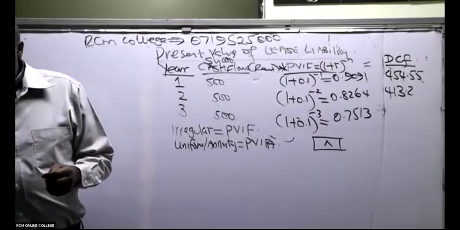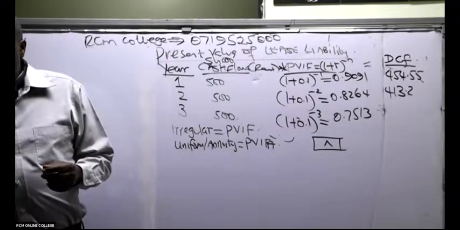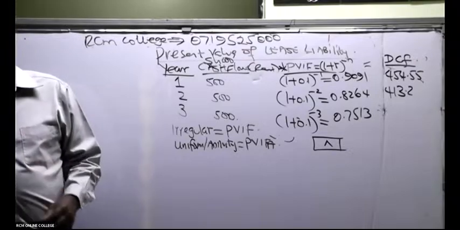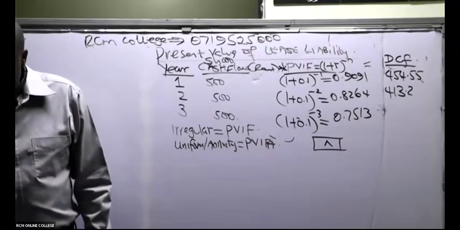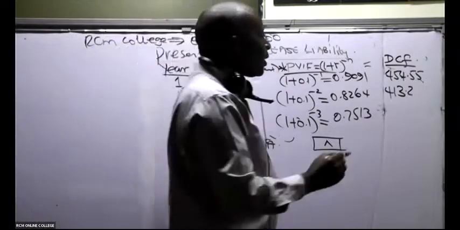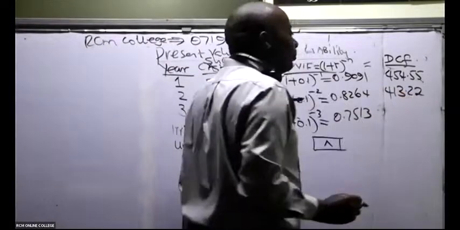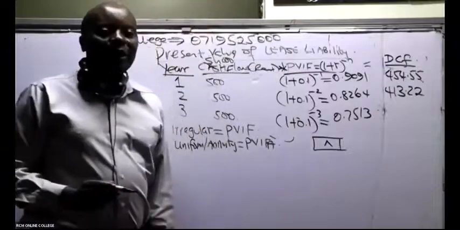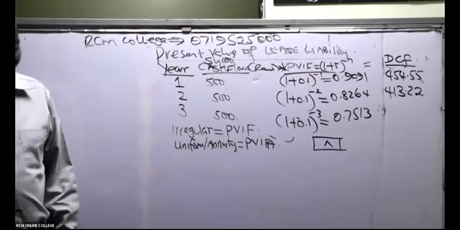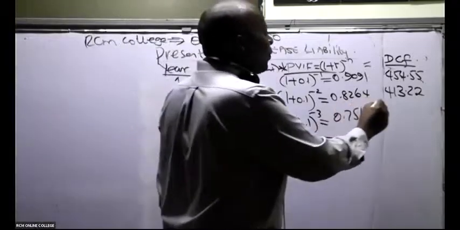So the last answer is 375, 413.2. That's for year 2. For year 3, 375.6. I wish you guys would round off to 2 decimal places. 2 decimal places will be quite accurate for us. The more the decimal places, the more accurate we are. Then we have here 375.66.